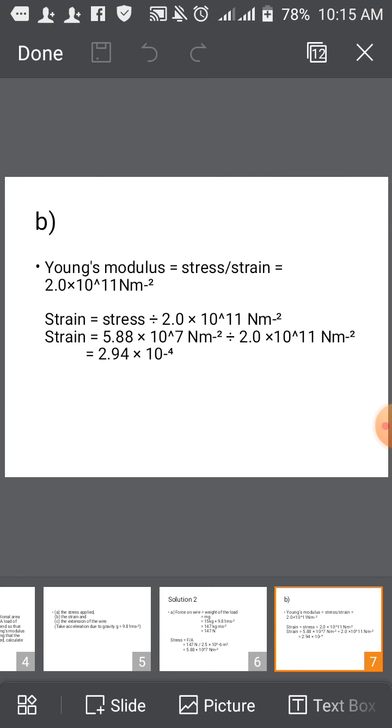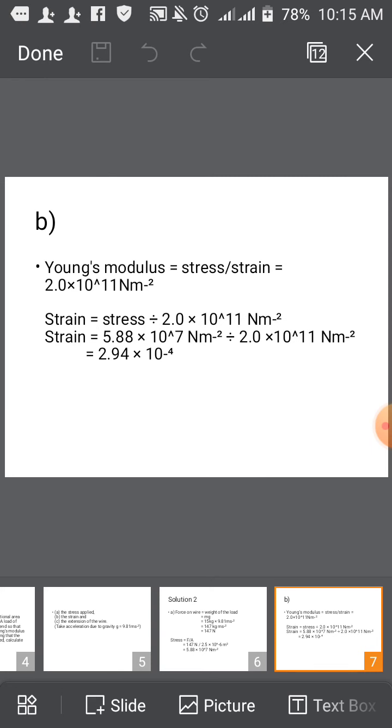B. Young's modulus is equal to stress over strain. But from the question, we've been given that Young's modulus is equal to 2.0 times 10 raised to power 11 Newton per meter squared. Strain is equal to stress divided by 2.0 times 10 raised to power 11 Newton per meter squared.